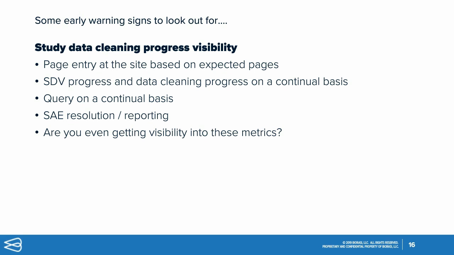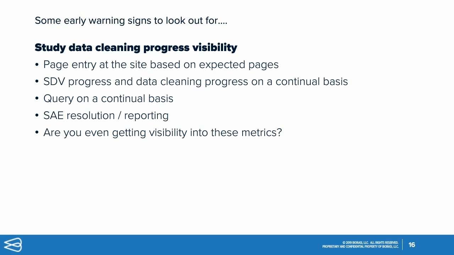Querying too, because we've had a lot of situations where maybe the data was being SDV'd, but the data management teams weren't querying and cleaning the data. So when the sponsor went to lock the database, the data management team suddenly jumped on their computers and started issuing thousands and thousands of queries, and of course that delayed the lock, right? So all of these things are really important to look at.